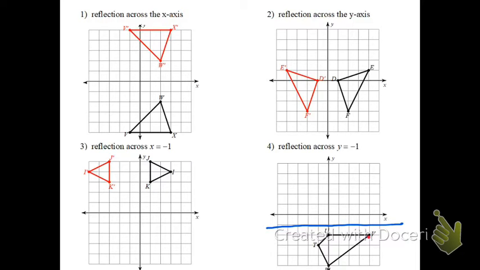The V over here is 1 unit away. My new V will be 1 unit away on the other side. U is 1 unit away. The new U will be 1 unit away on the other side. T is 2 squares away. I gotta go 2 squares away. And I don't know what letter that is. I can't see it. Maybe it's a W.